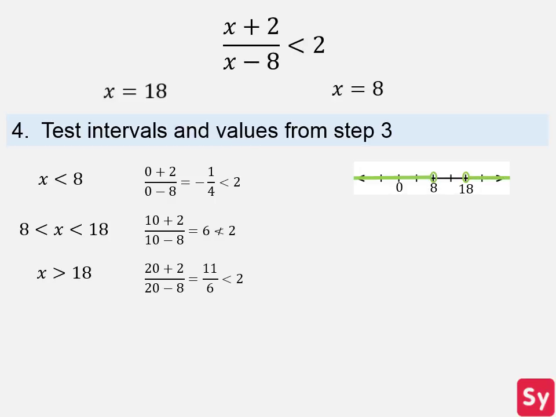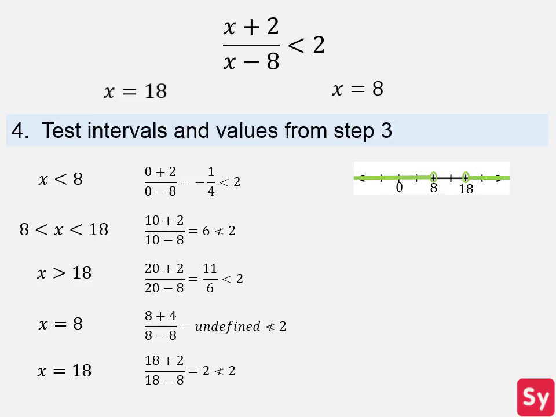Now we test x equals 8. We plug 8 into the rational expression and see that it is undefined, so x equals 8 is not a solution. Now we see if x equals 18 is a solution. We plug in 18 and see that 2 is not less than 2, so this is not a solution. Now we can look at our number line to derive the solution. Our solution is x is less than 8 or x is greater than 18.